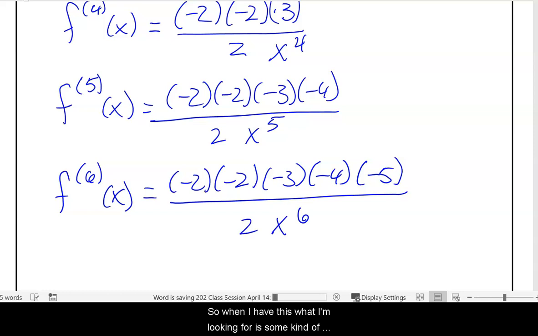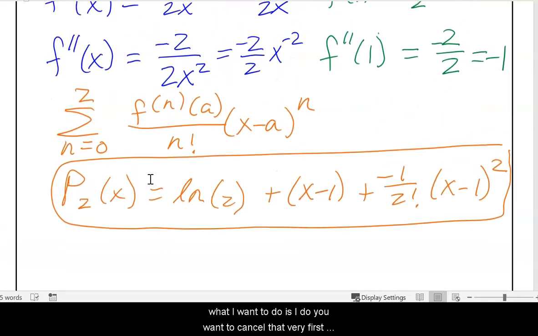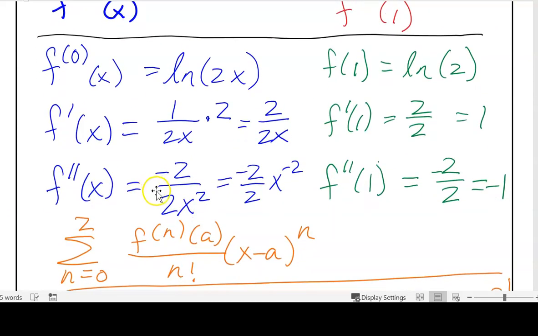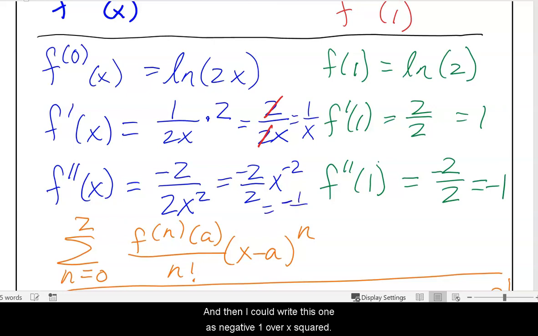So when I have this, what I'm looking for is some kind of pattern, usually having to do with a factorial. And in this case, that's exactly what I'm seeing. So I can see now that what I want to do is I do want to cancel that very first -2 over 2 and allow that to be 1. So over way back up here, I can go ahead and cancel these guys out. And then I could rewrite this one just as 1 over x. And then I could write this one as negative 1 over x squared, right?